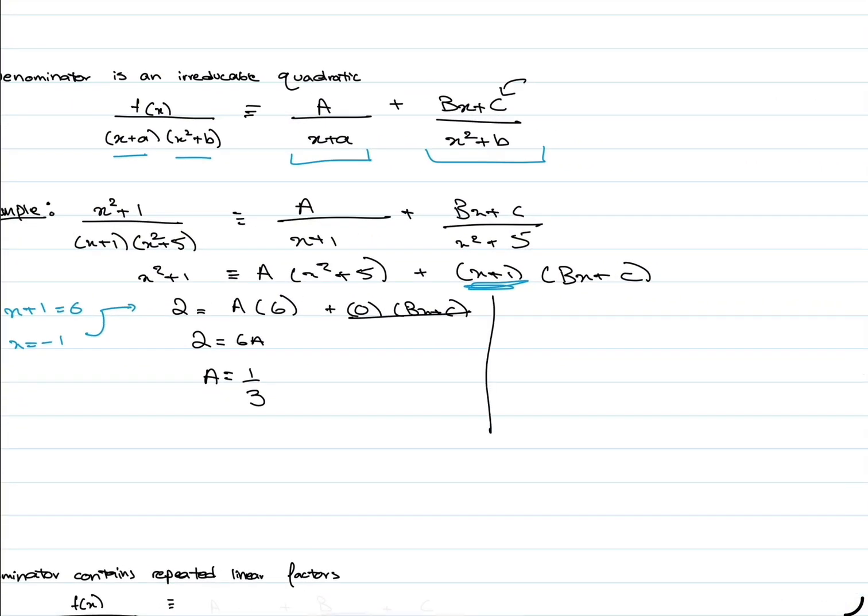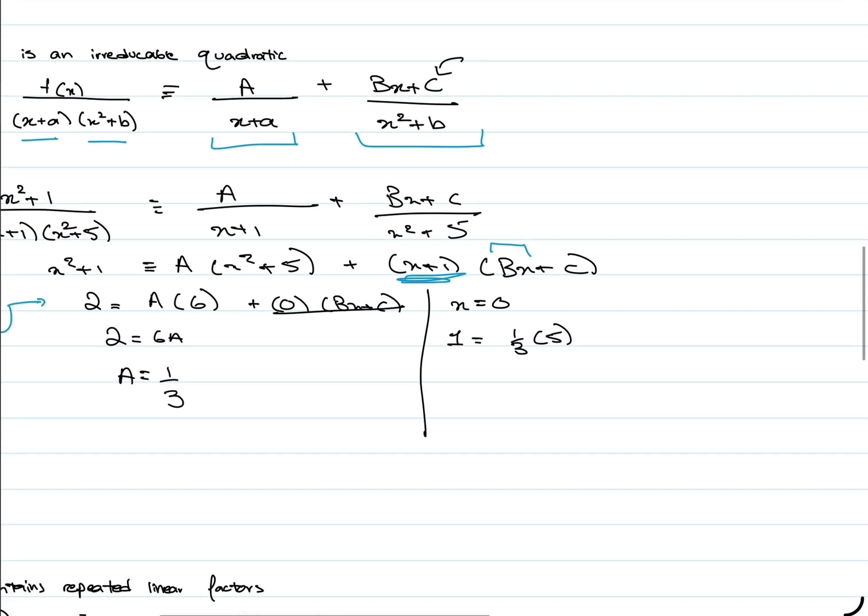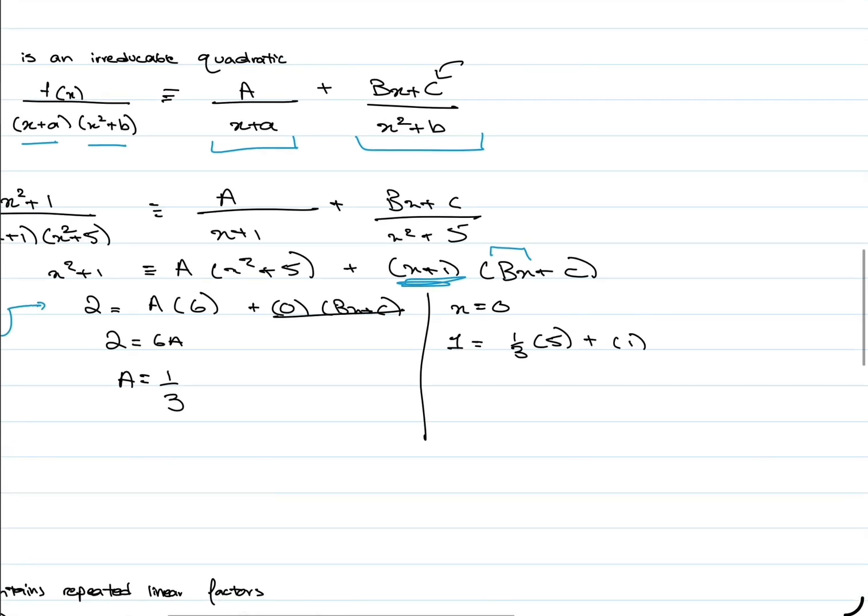To solve for this, b is the coefficient of x. We can plug in any value. So let's take x equals 0. We get 1 equals 1 upon 3 times 5 plus 1 times c. 1 is equal to 5 upon 3 plus c, which means c is equal to minus 2 upon 3.